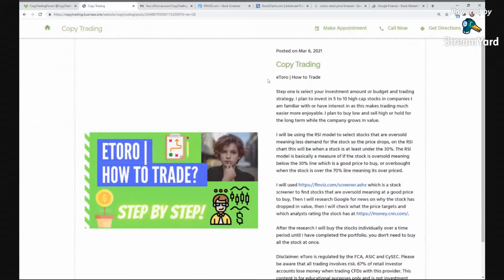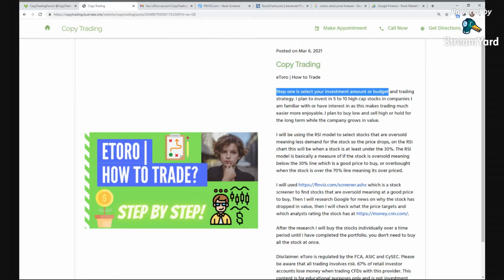Okay, so step one is to select your investment amount, or budget. My investment amount for my new account is that I'm going to buy 10 stocks and invest 300 into each stock. That'll be 3,000 total, but I'm going to start off with at least 5 stocks, okay?